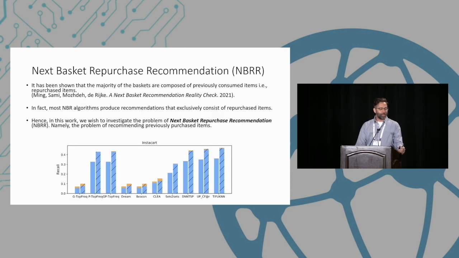Okay, so the next basket recommendation problem has been studied in the past, and we are citing in the paper a very good survey by Ming et al. They showed, at least in the groceries domain, that the majority of people's baskets consist of previously purchased items. As a result, the leading models for next basket recommendations produce recommendations that exclusively consist of previously purchased items. So we decided in this work to focus only on items that were purchased in the past, and we dubbed this the next basket repurchase recommendation problem.